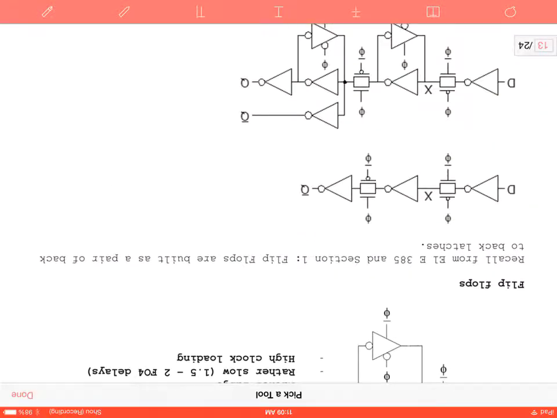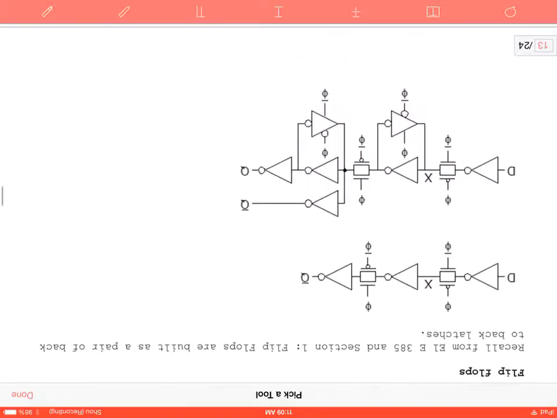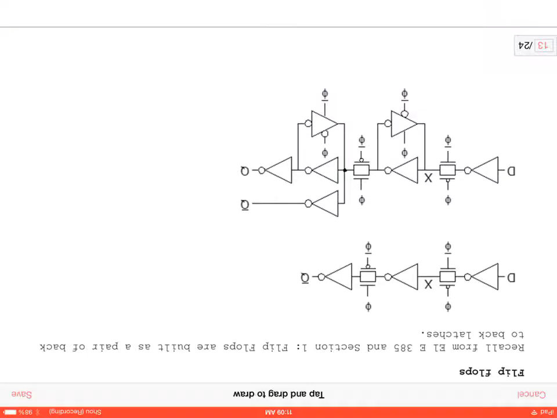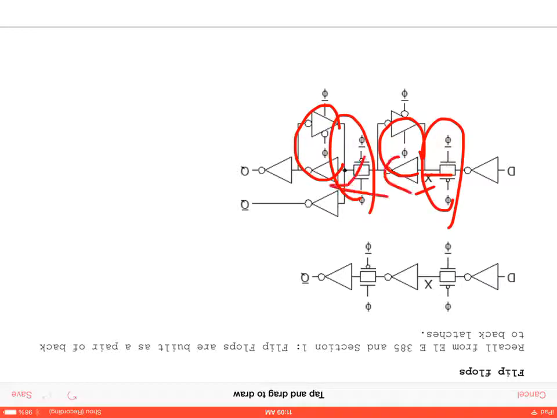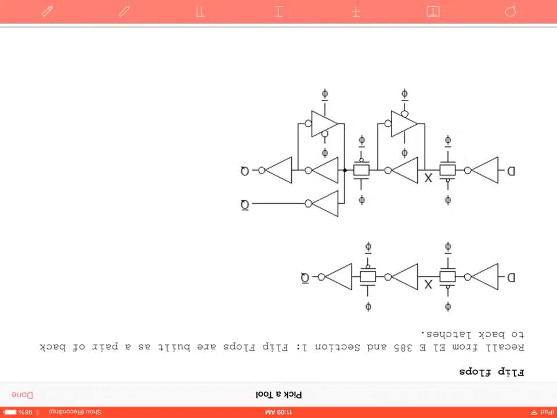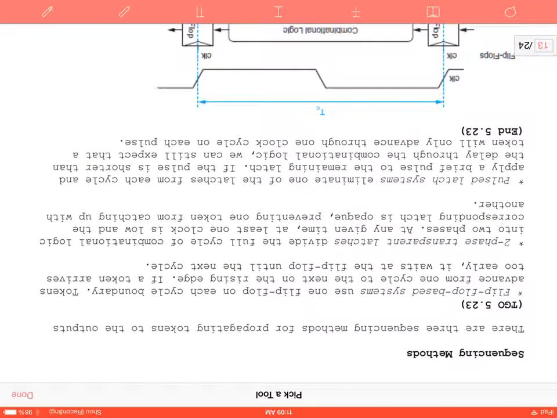Also, we talked about flip-flops. We talked about these latches. We had the whole idea where a flip-flop is going to be multiple latches, and we use these transmission gates to propagate the token through. We talked about the difference between flip-flop-based systems, two-phase transparent latches, and pulse latch systems.